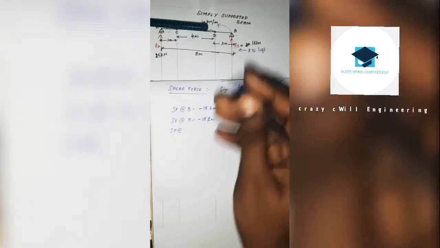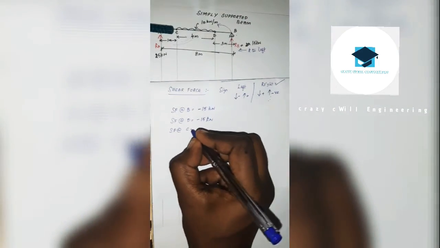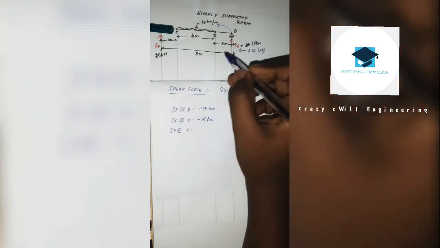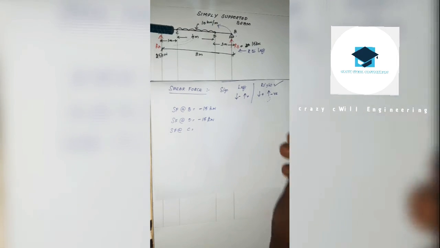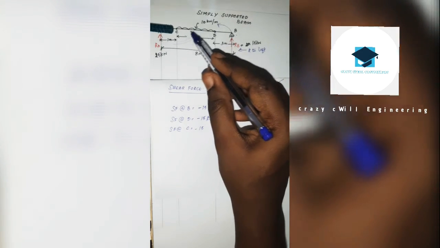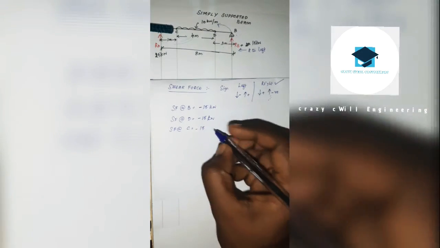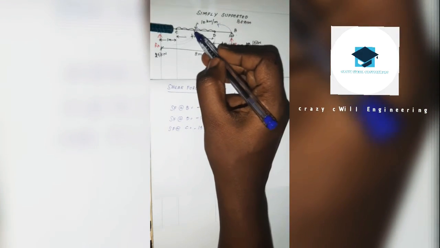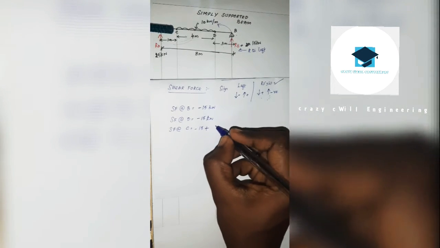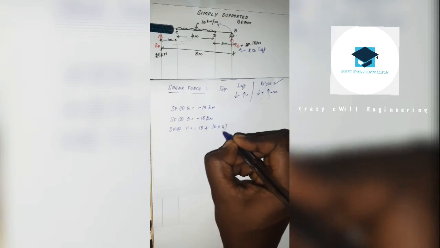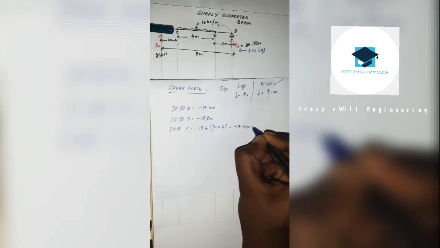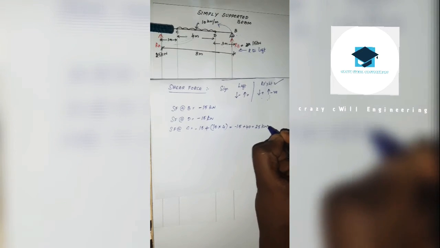Shear force at C. Here RB is acting in the upward direction. Right to left, RB upward means minus. Put 15. Here UDL is acting between C and D. UDL is acting in the downward direction. So right to left, downward means positive. Put plus. Load is 10 into 4, equal to minus 15 plus 40, equal to 25 kilonewton.